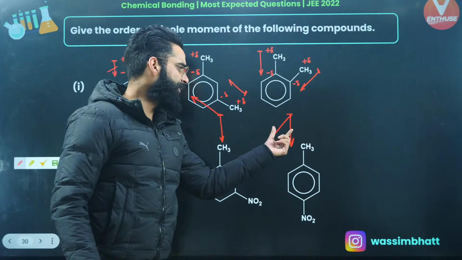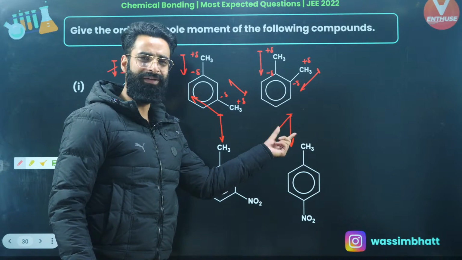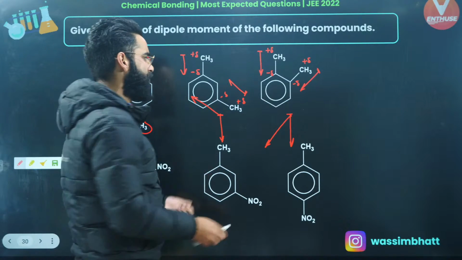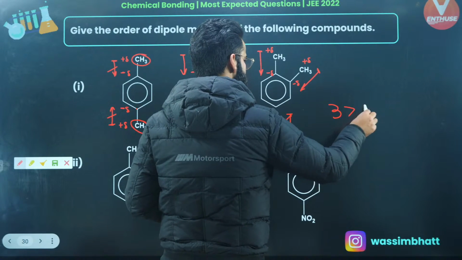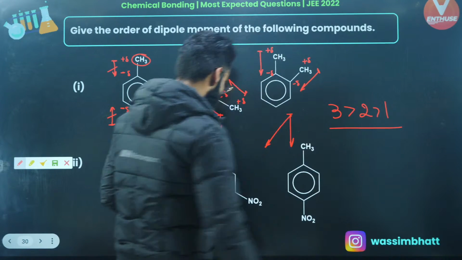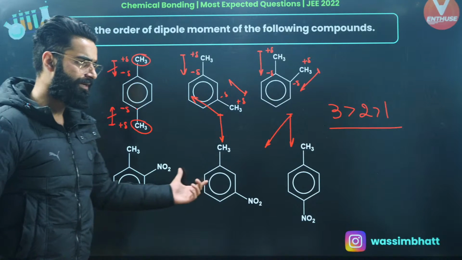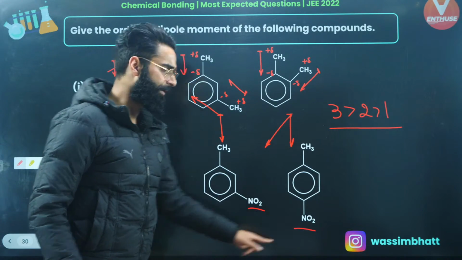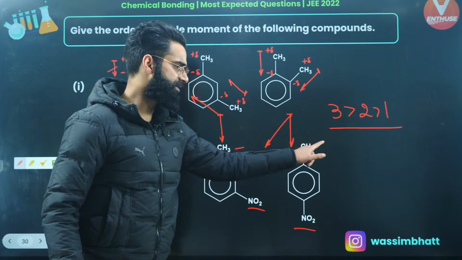Now, these 2 dipole moments have got the lesser angle between them. The lesser the angle between the 2 dipole moments, the more the net dipole moment is going to be. So the third one is going to have the maximum dipole moment, followed by 2, followed by 1, right? In a similar way, you can check this one as well, okay? Over here, this is electron withdrawing, this is electron withdrawing, this is electron withdrawing. This is donating, this is donating, this is donating.